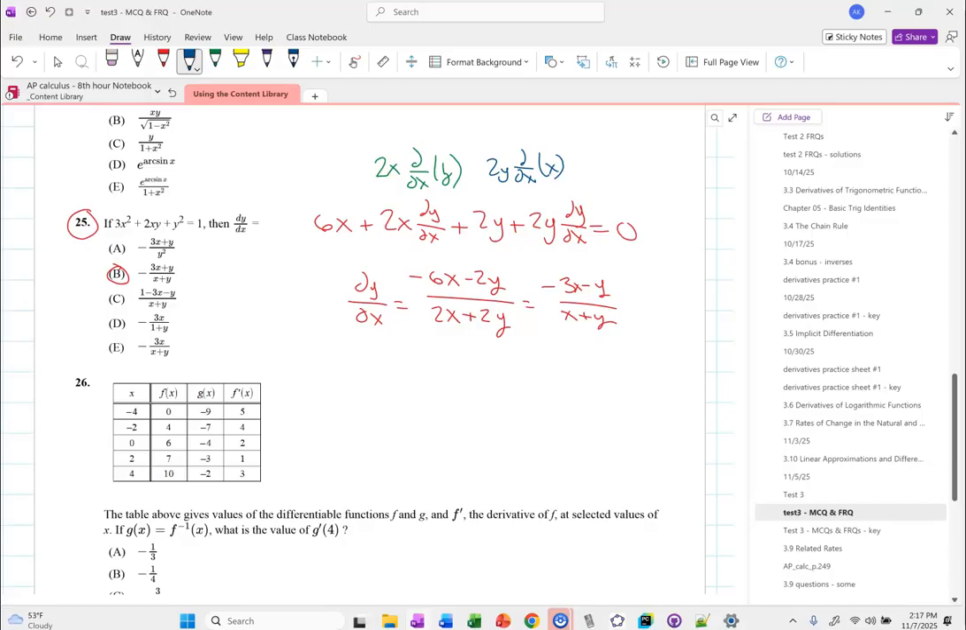Okay, so then why did you keep the 2y dy dx there, like in the last one? Because the derivative of y squared is 2y dy dx. Because again, y is not with respect to x, right? Is that okay? Yeah or no? Yeah.